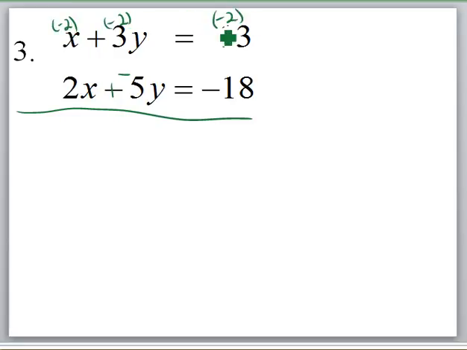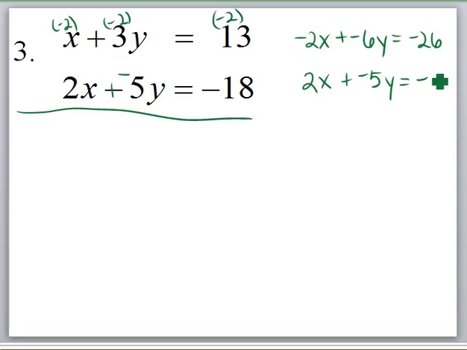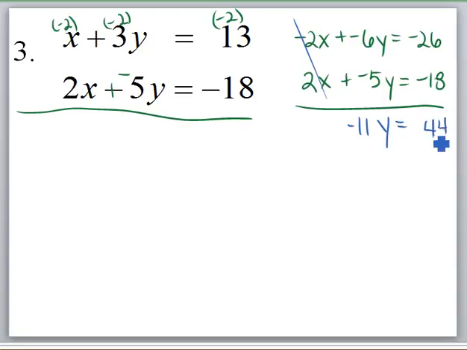And so when I multiply everything times -2, I get -2x plus -6y equals -26. And down below I'll have 2x plus -5y equals -18. I'm going to add my columns together, and I end up getting a -11y equals a -44. Divide by -11, y is 4.